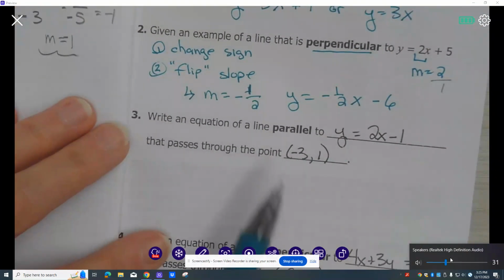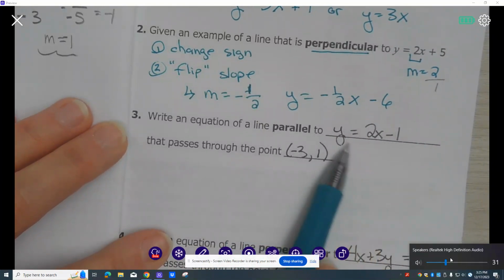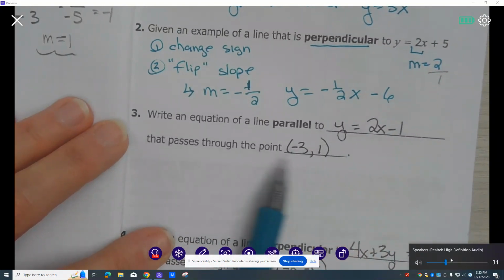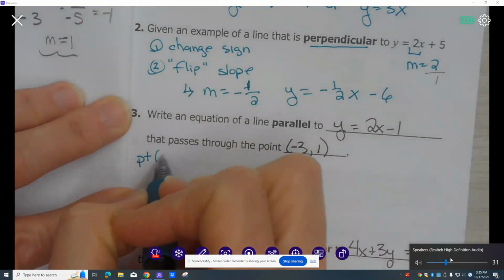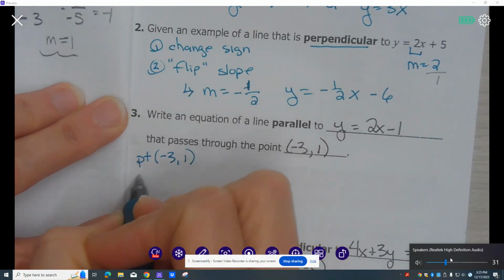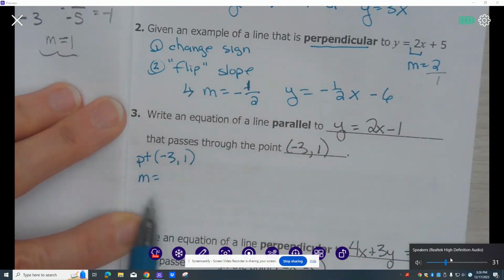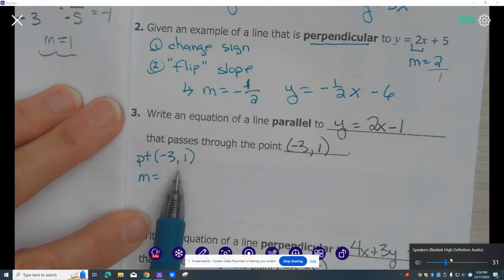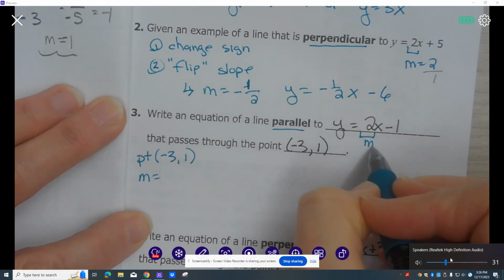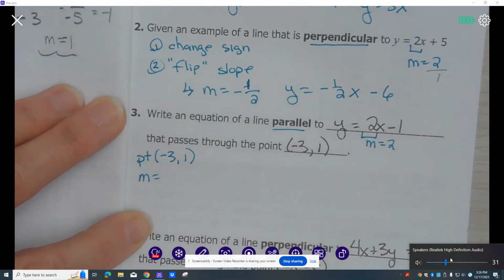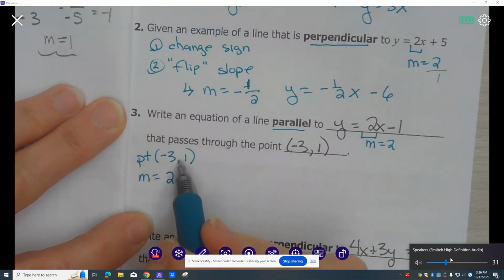Okay, now this says write an equation of a line parallel to this line that passes through this point. So what do I need to write an equation of a line? I need a point. They gave me that. And I need a slope. So this is the information I'm going to use for my new line. It's parallel to this line. This is y equals mx plus b. So this line has a slope of 2. So my new line will also have a slope of 2. And now I just need to write an equation of a line with this point and this slope.